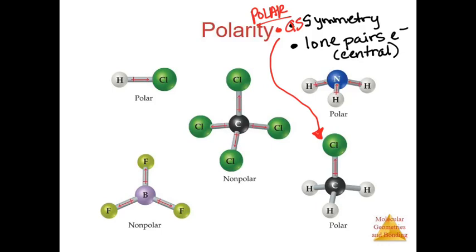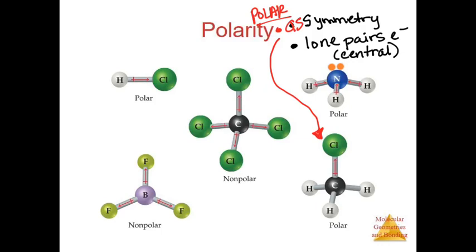And then the other part for polar molecules, and this is an or kind of thing, so it can be asymmetrical or even the lone pairs on the central atom. As I look at that, ammonia does have lone pairs on the central atom. It is polar. And the one with just two atoms, the HCl, there's only one bond. It is a polar bond. Therefore, the molecule as a whole is polar.